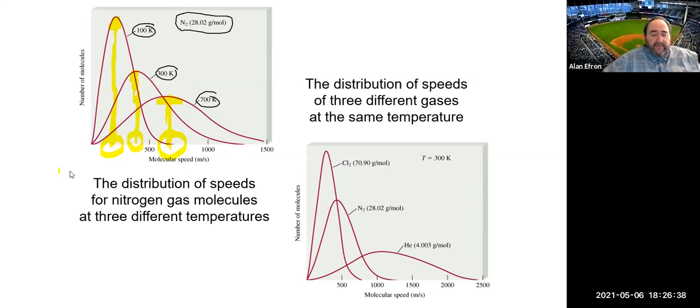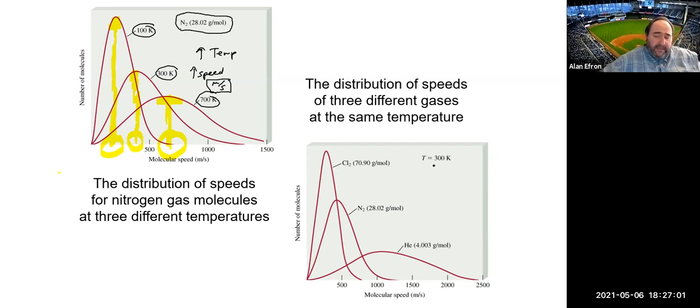So what we see is if we look at the same gas, but we increase the temperature, we're actually increasing the actual speed of that gas molecule. And these are meters per second, by the way. And that's what we see if we look at just one gas.